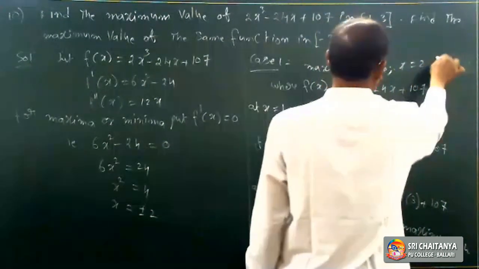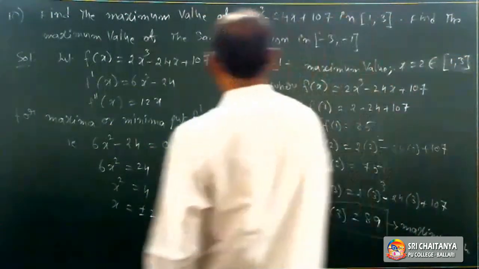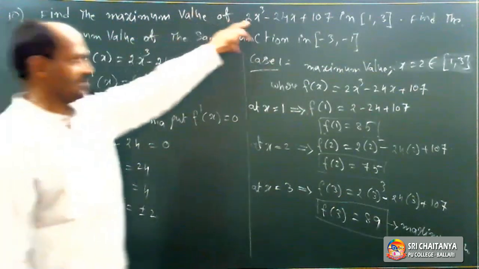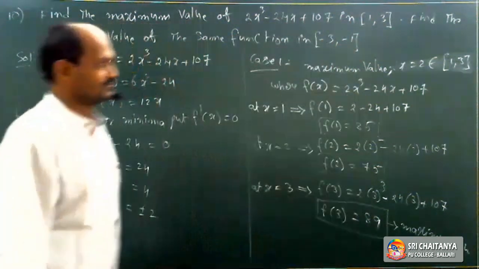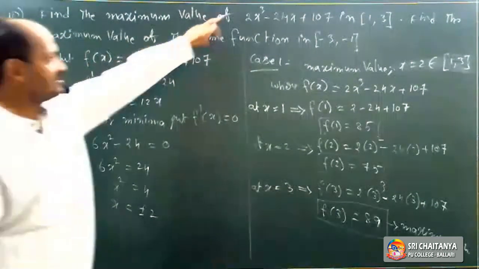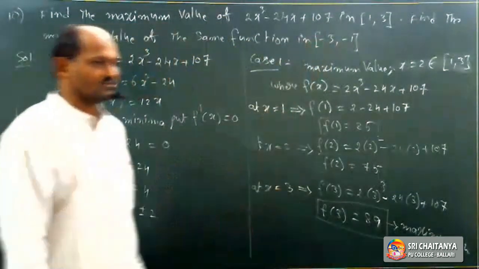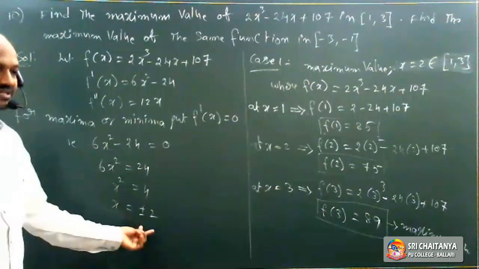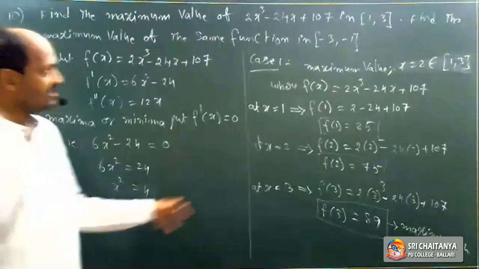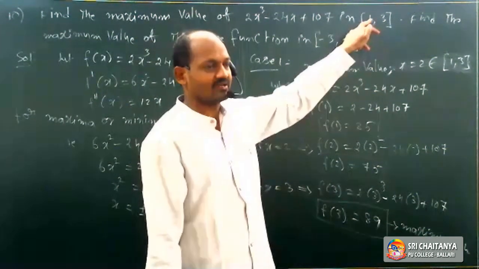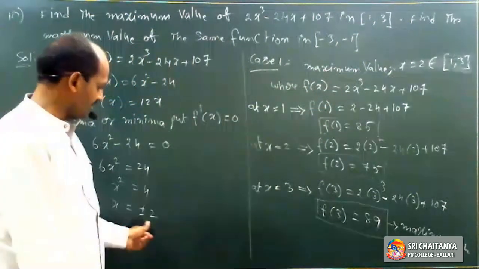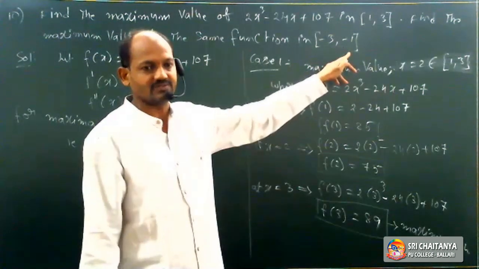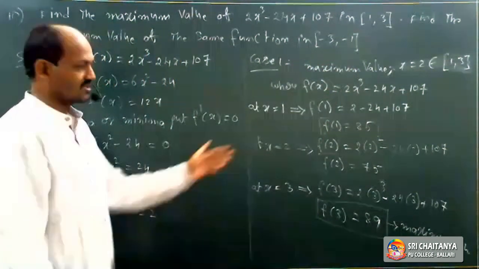The point x = 2 is in between 1 and 3. Here two questions are there. Listen: find the maximum value of the function in [1, 3], and also the maximum value of the same function in [-3, -1]. So find the first derivative, set it equal to 0, and we get x = plus or minus 2. So plus 2 is in the first problem, in between 1 and 3. Next case, x = -2 is in between -3 and -1. Okay, the second case is also there.